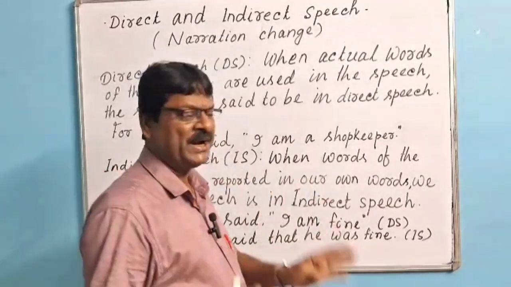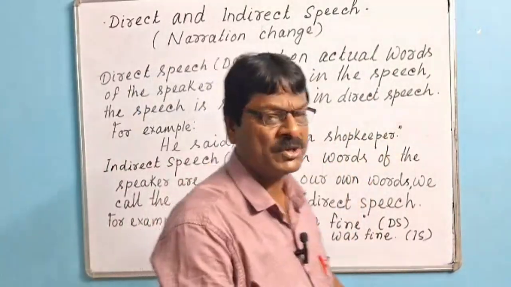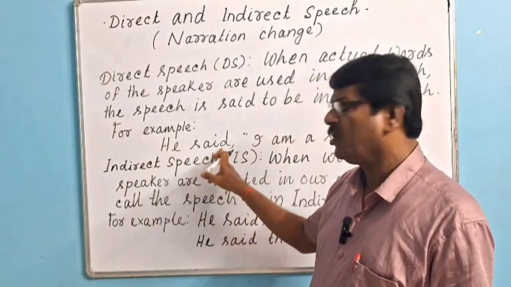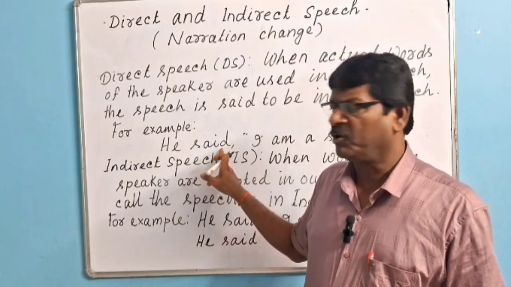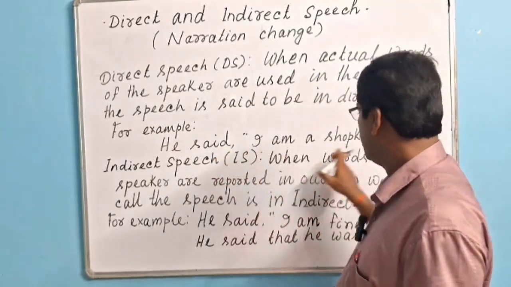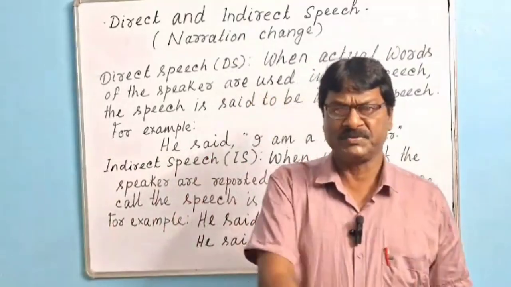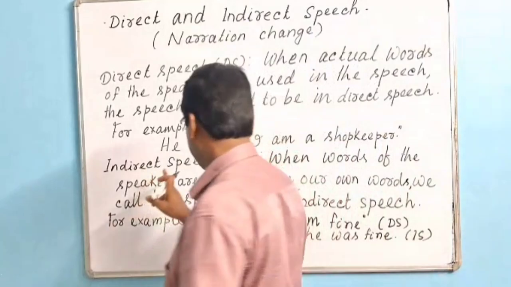What the speaker said here is kept within inverted comma or quotation mark. The exact words of the speaker, or exact speech of the speaker, is expressed here. That's why this sentence is said to be in direct speech. Now we shall go for what is indirect speech.